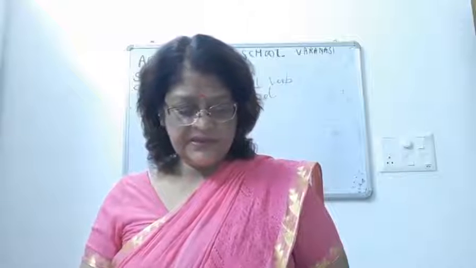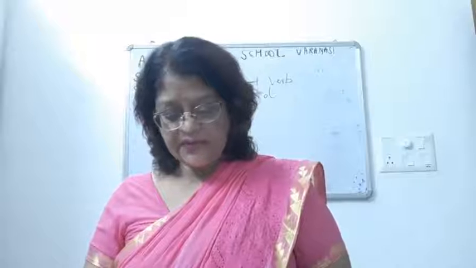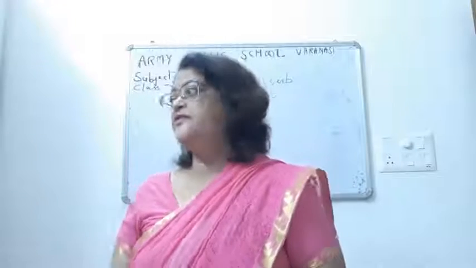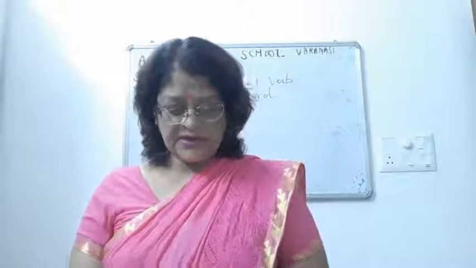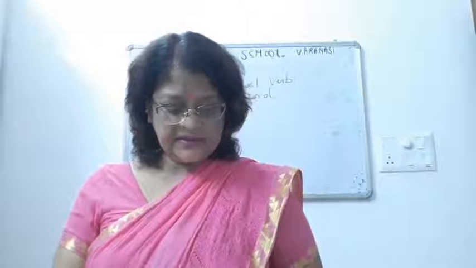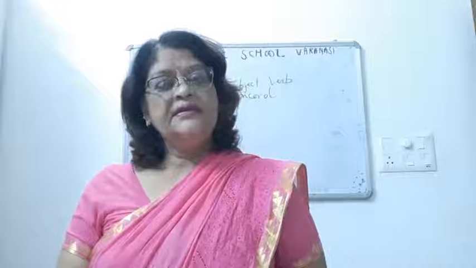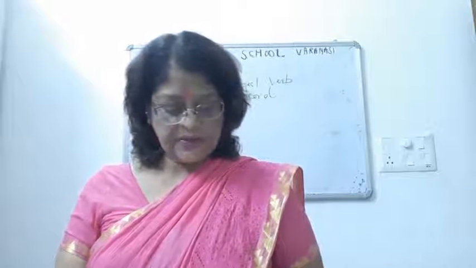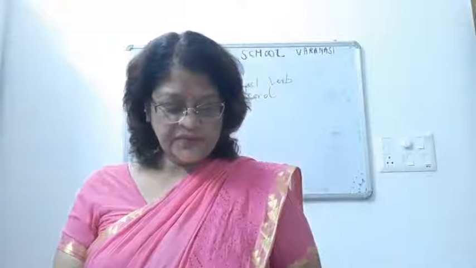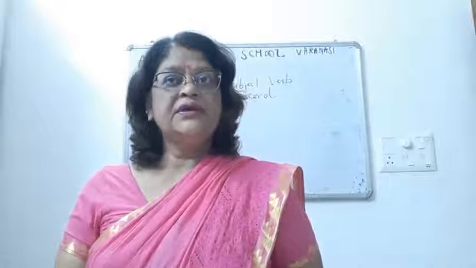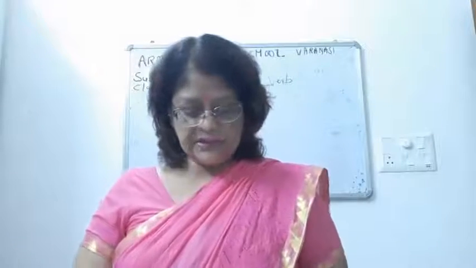Now rule number 7. When two nouns are linked by either or, neither nor, the verb agrees with the later noun. So children, when two nouns are linked by either or, neither nor, the verb agrees with the later. Neither food nor clothes were available. Neither the boys nor the teacher is here.